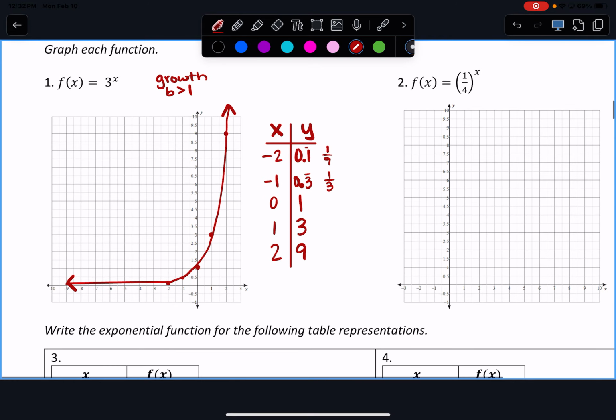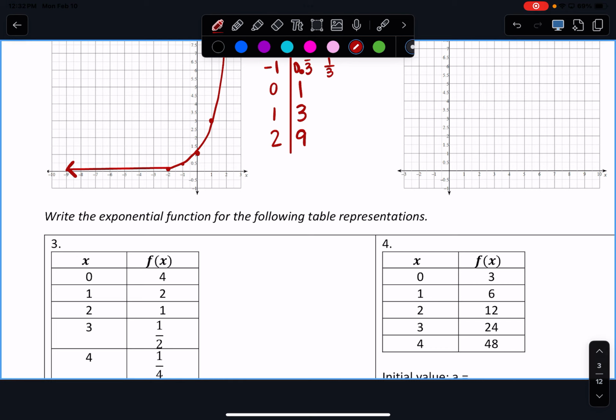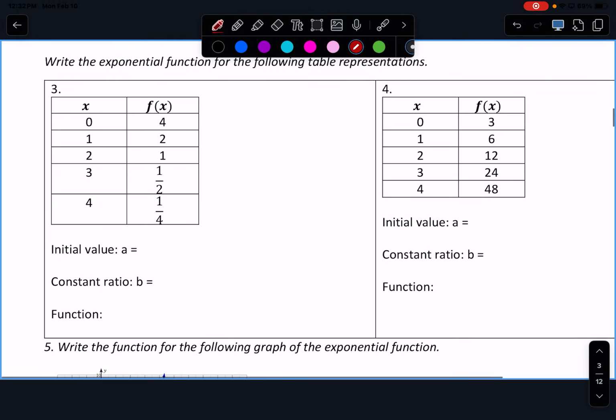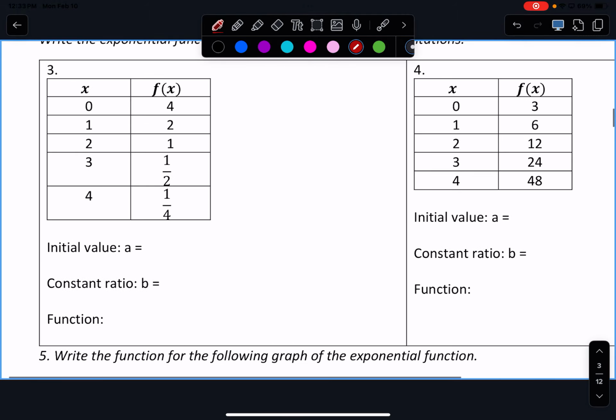All right. Now, you're going to have to do 2. We're going to go through all of the ones that I'm going to go over first, and then I'm going to let y'all work on the rest of them so I can help whenever we need help. For number 3, we have a table, and we're going to have to write the equation from it. So initial value, that is our y-intercept. What is the y-intercept of that table? It's the point 0, comma, what? 4. So our a value is just 4. That is our y-intercept. Initial is just talking about our y-intercept.